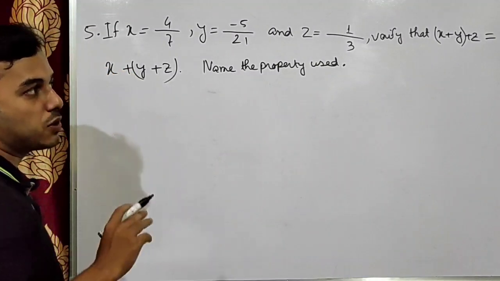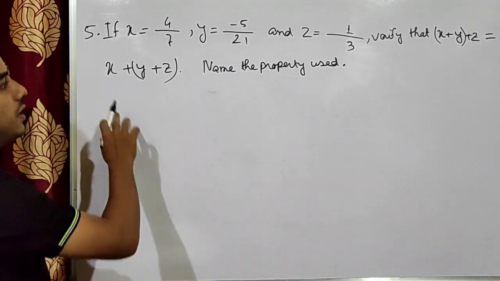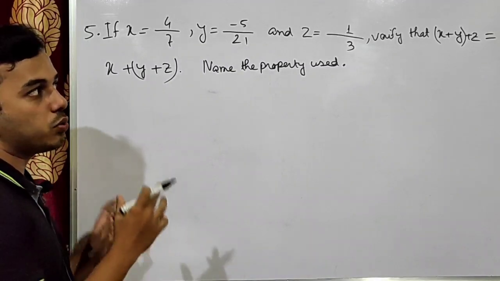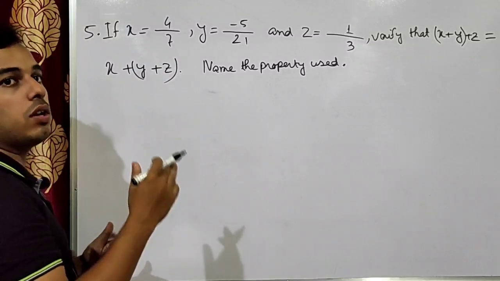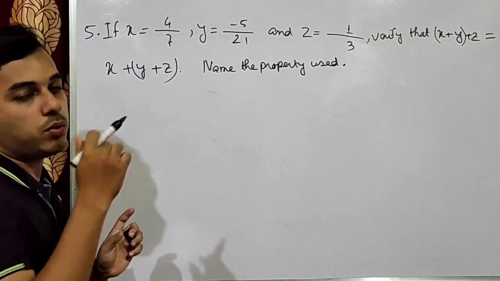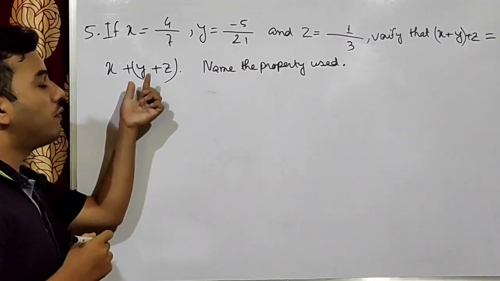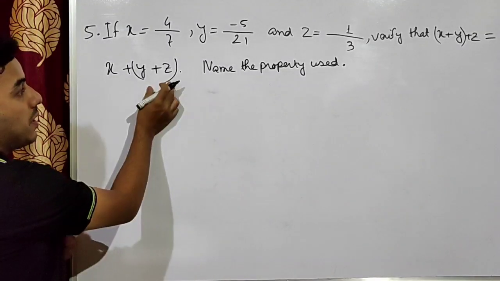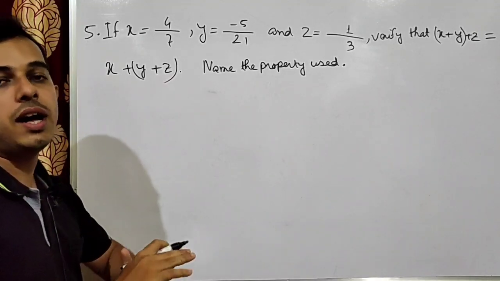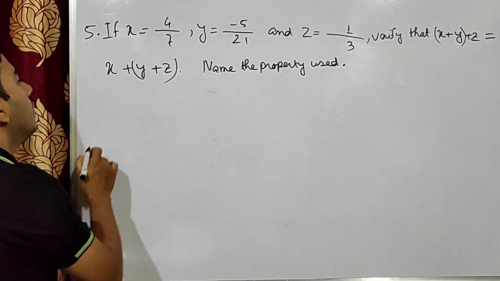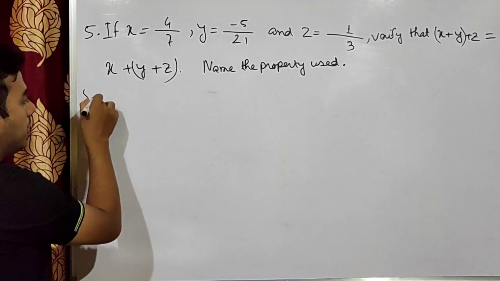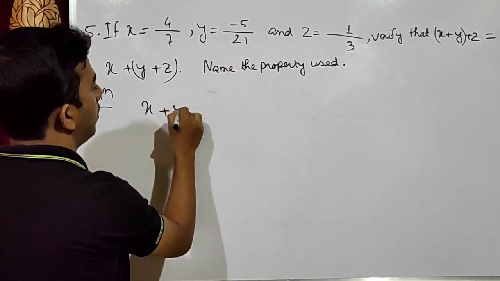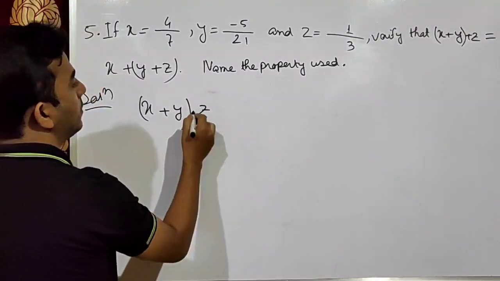So first of all let us find x plus y, then bracket plus z, and in the second case we will find x plus y plus z. This is nothing but we have rearranged the order. In the first case, we first find the sum of x and y, then we find the sum of their result with z. In the second case, first we find the sum of y and z, and then the sum of their result with x. Nothing but we have just rearranged their order. So now let's start. First of all we have to find the value of this one, it is x plus y bracket z plus z.